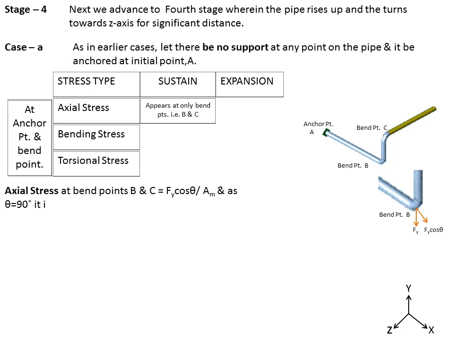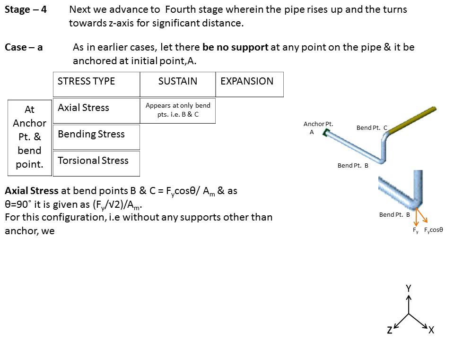Axial stress at bend points B and C is given by the relation Fy cos theta divided by Am, where Am is the metallic area of the pipe, and as theta equals 90 degrees, it is given by Fy divided by root 2 divided by Am. For this configuration, that is without any supports other than the anchor, we don't have any My component of moment.